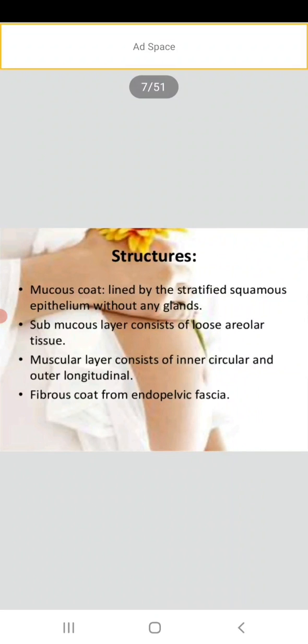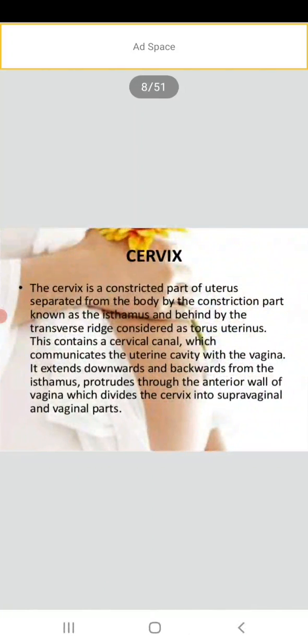Then the structure: the mucous coat is lined by stratified squamous epithelium without any glands. The submucous layer consists of loose areolar tissue. The muscular layer consists of an inner circular and outer longitudinal layer, and the fibrous coat is from the endopelvic fascia. Then the cervix: it is the constricted part of the uterus, separated from the body by the constricted part known as the isthmus, and behind by the transverse ridge known as the torus uterinus. It contains a cervical canal which communicates the uterine cavity with the vagina.